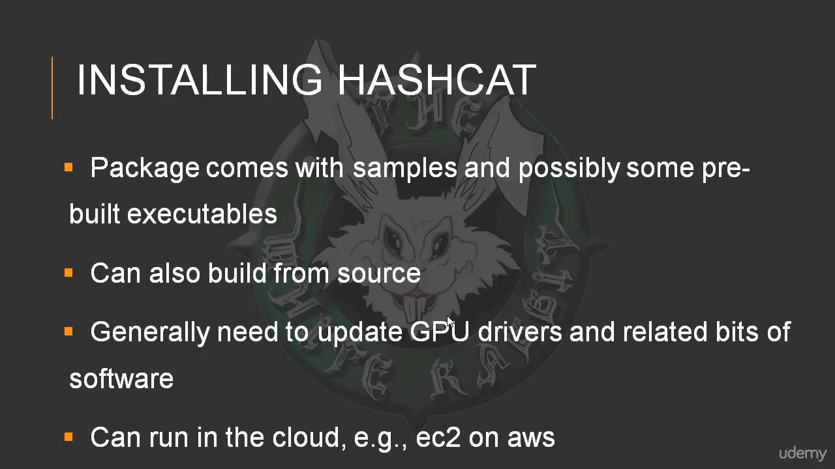How do we install hashcat? We can find the hashcat packages just by Googling, and there are different versions of them. So we will see when we go to the demo that sometimes some package might come with pre-built executables. For example, we will find that the latest one does not come with the pre-built binaries for Windows, whereas the next to latest one does, and so we would use that one just for convenience. There are also samples that come with these packages. We can also build from source, and so if we have time, we might do that just to show how to build on Mac OS.